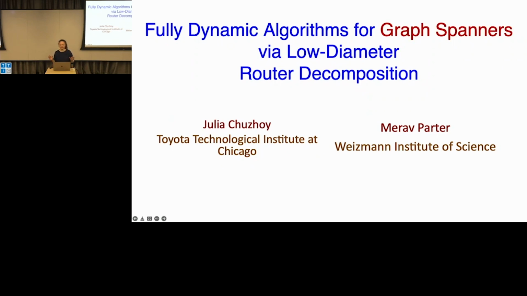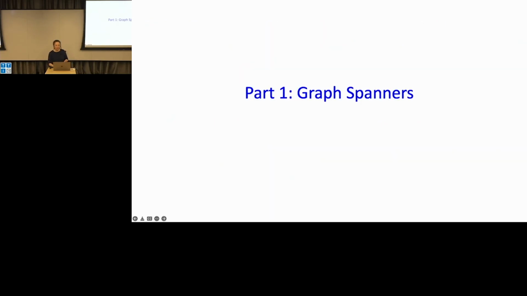The first part is graph spanners, and the second part is low diameter outer decomposition, and in fact, there is very little overlap between the two parts. So I'm going to start with graph spanners, and I'm going to start with the motivation. So what are graph spanners, and why are we interested in them?